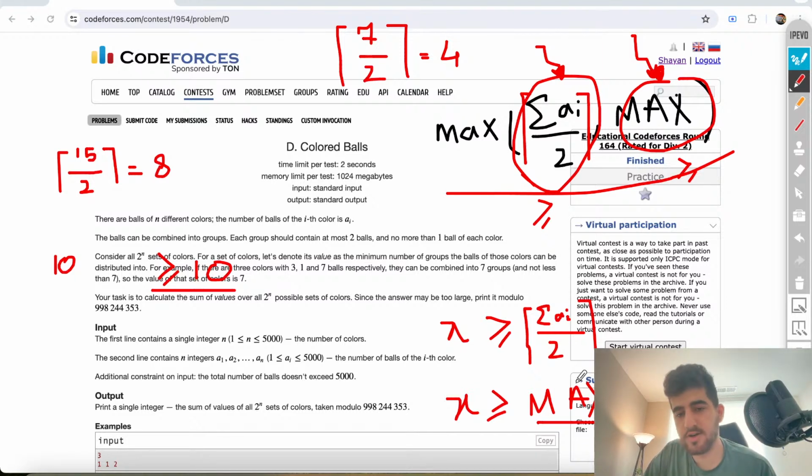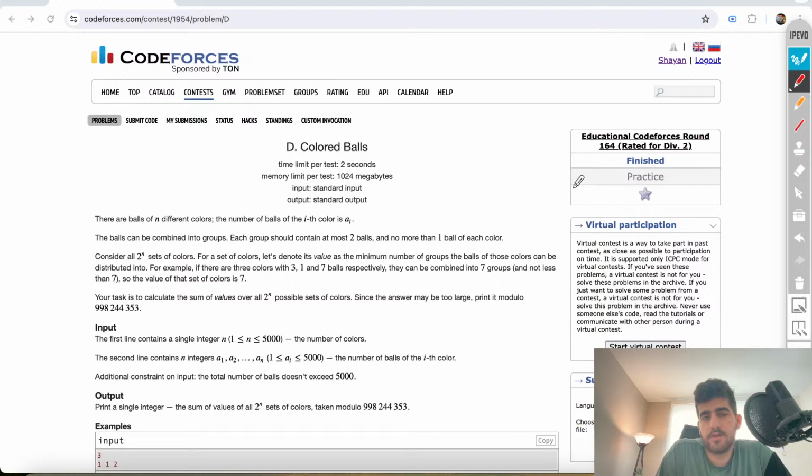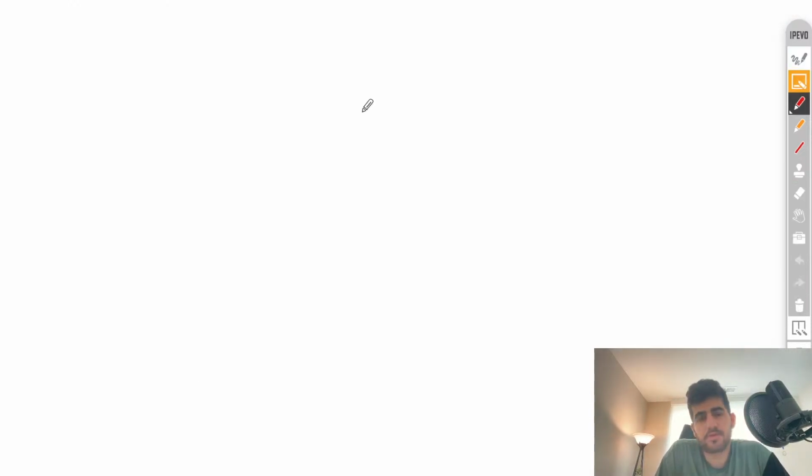Okay. So x should be greater than or equal to sigma of Ai divided by 2, and x should be greater than or equal to max. And why? By induction, you can show that. Well, there are two cases. The first case is that if max, let me write on a blank board. The first case is that if max, first let me tell you the easier case.